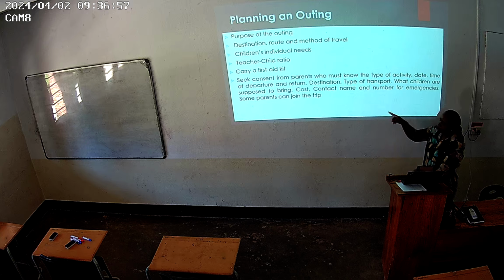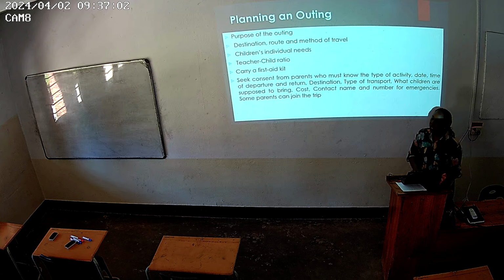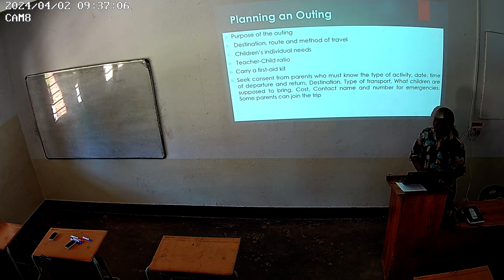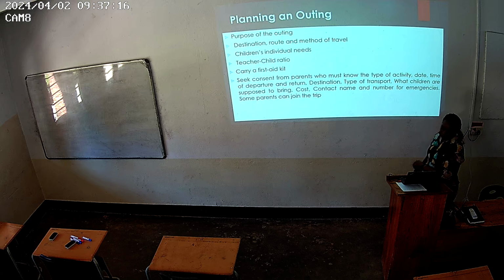because consent is very important. You have to make sure that you seek the allowance. Alright? They allow you to take their child away. So seek consent from the parents. They must allow the school to take the child away.